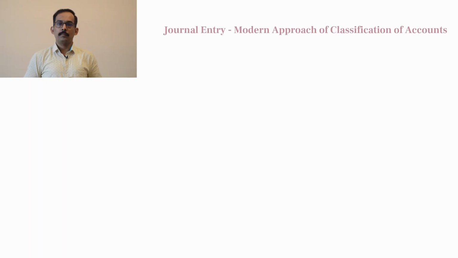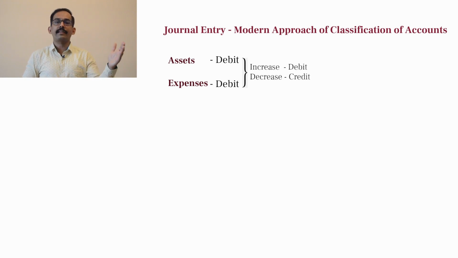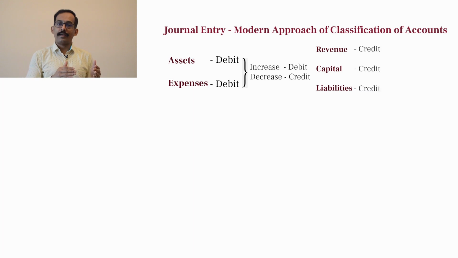So this rule we need to apply to these five types of accounts. Assets and expenses have a debit nature. So every increase in an asset or an expense has to be debited and every decrease in an asset or an expense has to be credited. Similarly, revenue, capital and liabilities have a credit nature. So every increase in these three accounts will have to be credited and every decrease in these three accounts has to be debited.